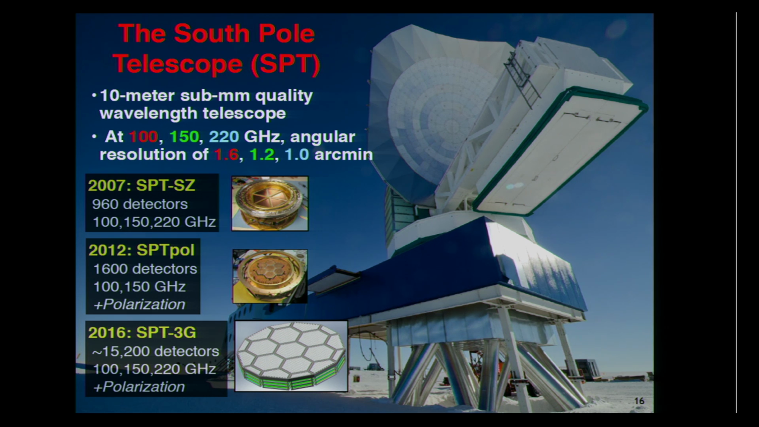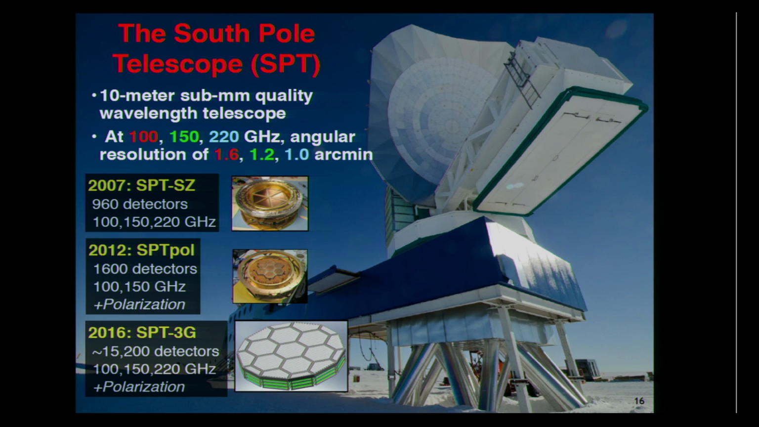So this leads into the project that I work on, the South Pole Telescope. It's a 10-meter millimeter wavelength telescope at the South Pole. This is about 5 times bigger than the Planck mirror, so it gives you about 5 times better angular resolution. Our main science channels are centered around the peak in the CMB blackbody spectrum, around 150 gigahertz. So we're observing 100, 150, and 200 gigahertz, and that corresponds to about 1 to 1.5 arcminutes angular resolution.